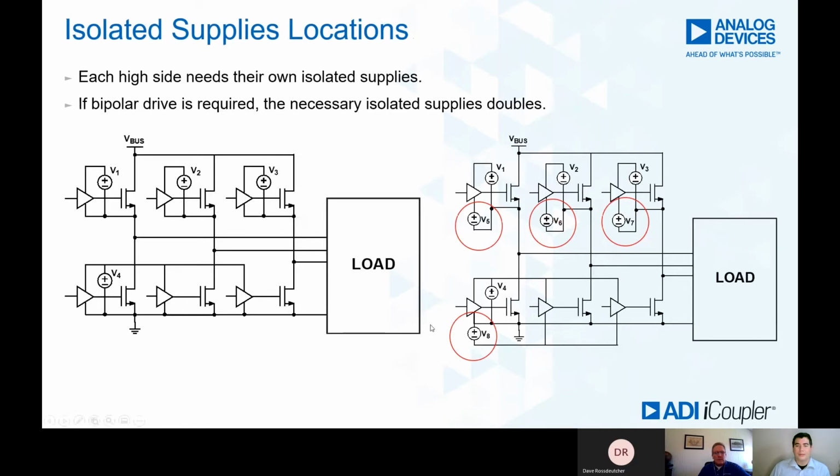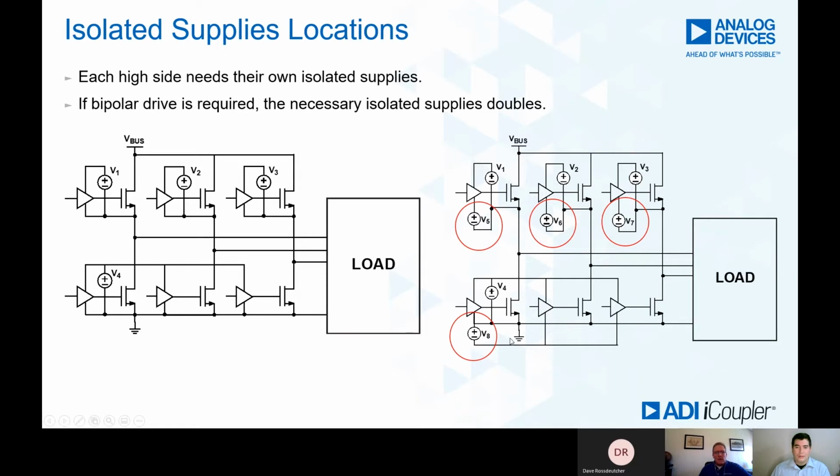Yeah, so one regular configuration that we come into a lot is a half bridge. If we're doing a 3-phase system with 3 different half bridges, every single high side needs its own isolated supply. And if you're requiring bipolar drive, that doubles the amount necessary. And so for a system like on the right, we get a lot of drives out of it, a lot of isolated supplies necessary.